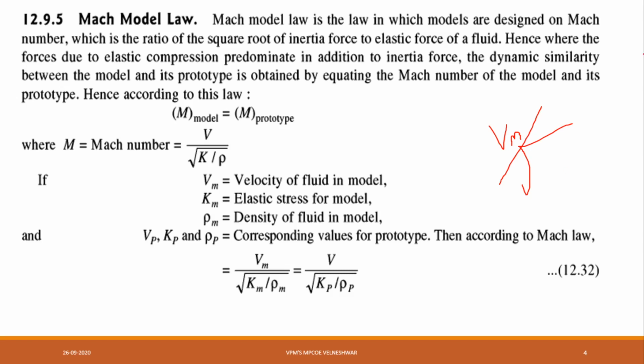Now what was said, elastic compression predominating over inertia force, is nothing but square root of K by rho. Here what is K? Elastic stress. So Vm is the velocity of fluid in the model, Km is the elastic stress in the model, and rho m is the density of fluid in the model. Vp, Kp, rho p are the corresponding values for the prototype. Then according to Mach's law, Vm divided by square root of Km by rho m is equal to Vp divided by square root of Kp by rho p. Like this we have seen Weber, Mach and Euler's.